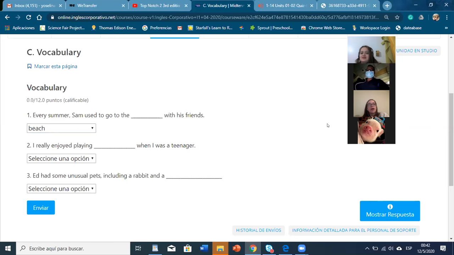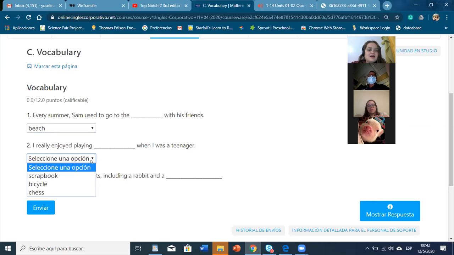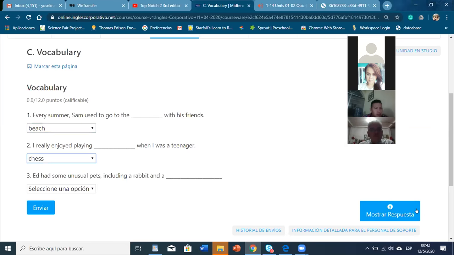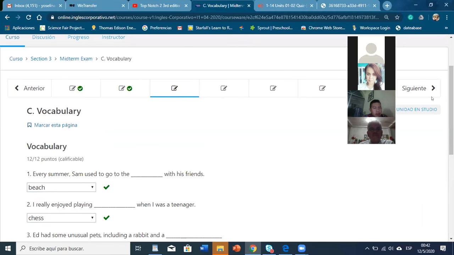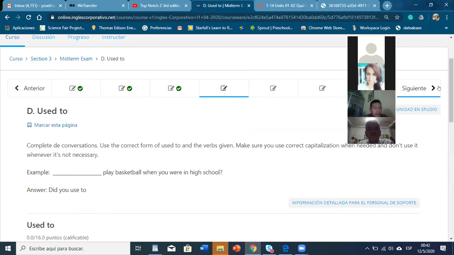I really enjoy playing chess when I was a teenager. Chess. Okay. Great. Number three, Alvaro. Snake. It had unusual pets, including a rabbit and a snake. Awesome. We're almost done with the midterm. We're going to finish it up by tonight.